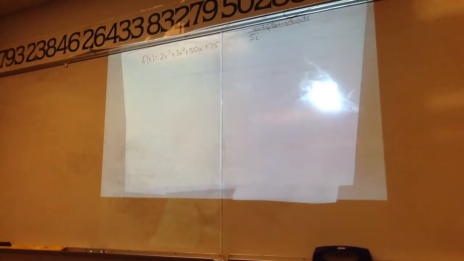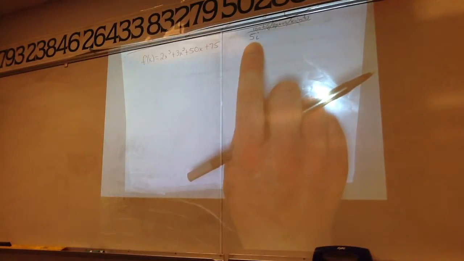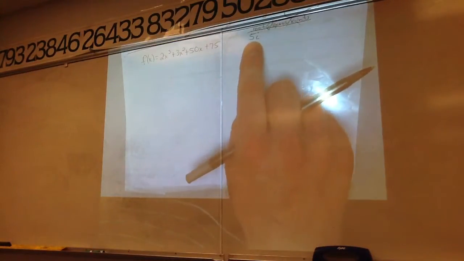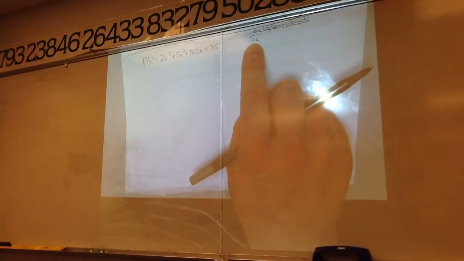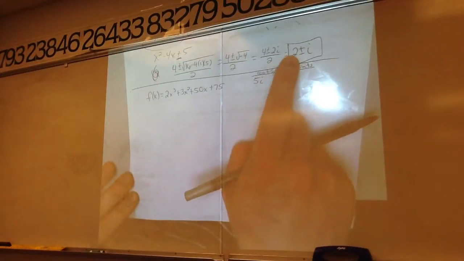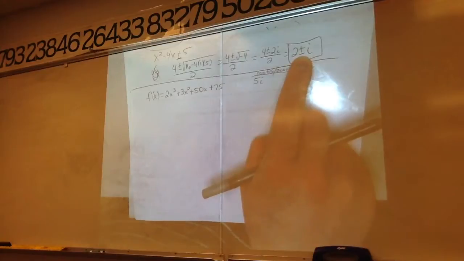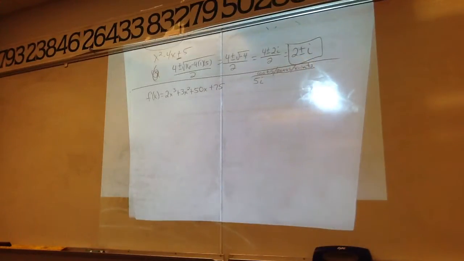So you don't know that imaginary roots always occur in conjugate pairs? If you know one of them's 5i, there's another one that has to be negative 5i. Kind of like here, we got 2 plus i, and 2 minus i has to be another one, because that way when you multiply them out, the i's go away.